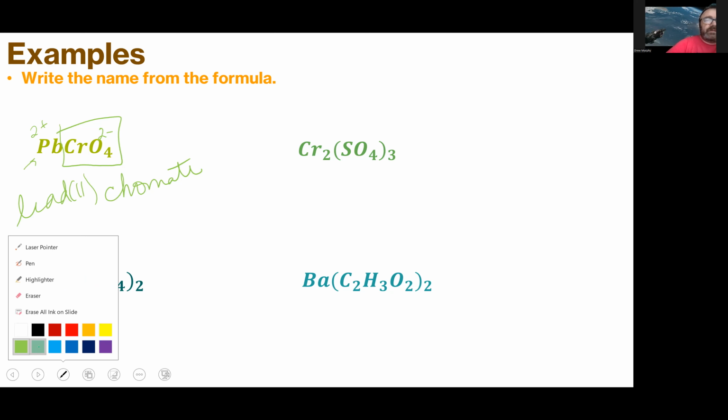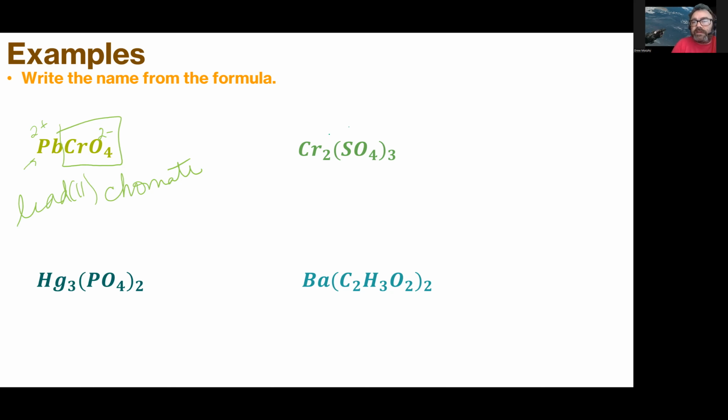We can do the same business over here with this guy. Notice we have the parentheses here. There's our SO4. This is sulfate. Remember, sulfate is 2 minus, which means this chromium must be 3 plus because we have 2 and 3. This is a reverse switcheroo. Since this is 3 plus, this is chromium 3 sulfate.